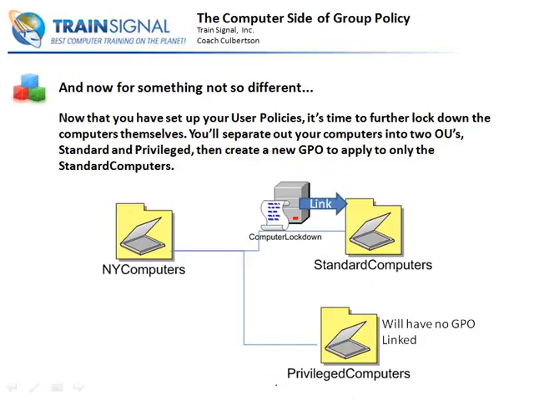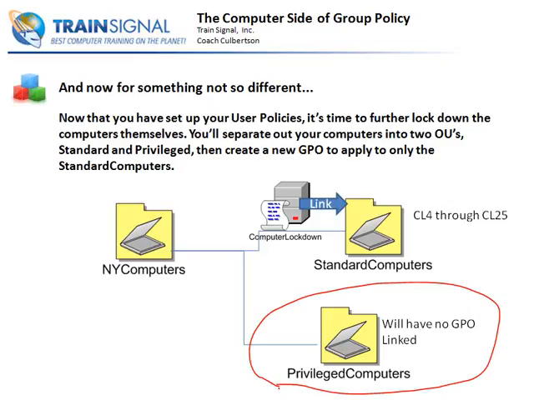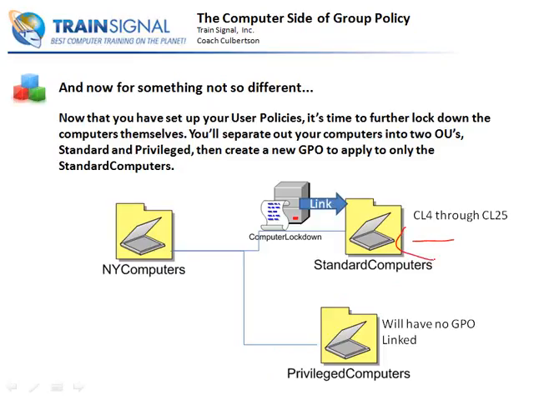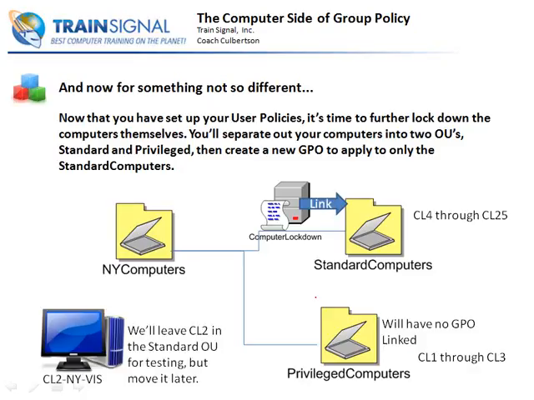Now, we're also going to be breaking out another OU called Privileged Computers. Now, this one is where your machine, Jamie's machine, and Hank's machine are going to live. This is not going to have any GPO linked to it, though, initially. So we're going to be taking basically client 4 through client 25. We're going to be putting them into the standard computer's OU. And then client 1 through client 3, we're going to be putting those three into privileged computers that will have no GPO linked and essentially no lockdown policies.